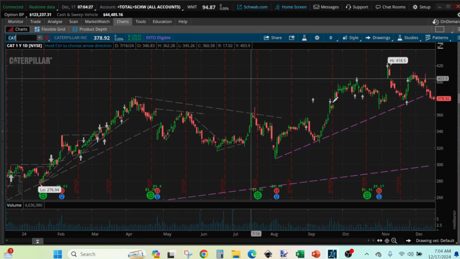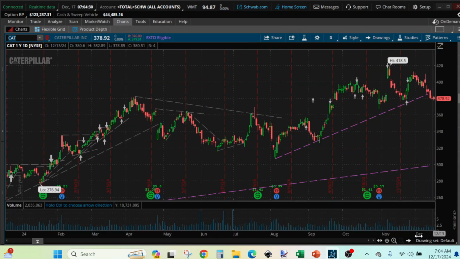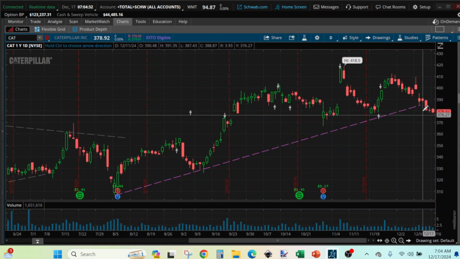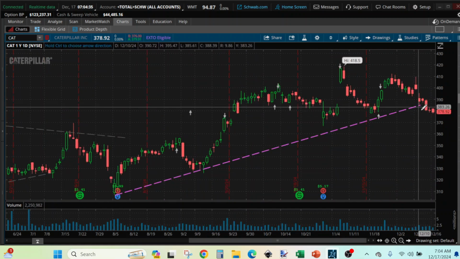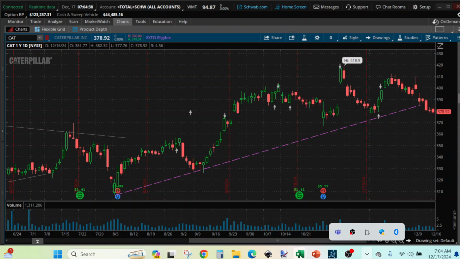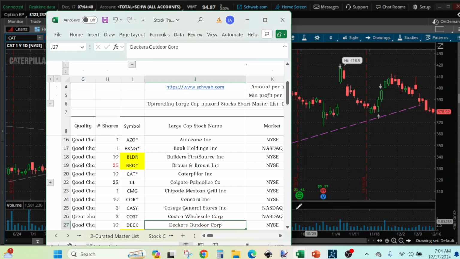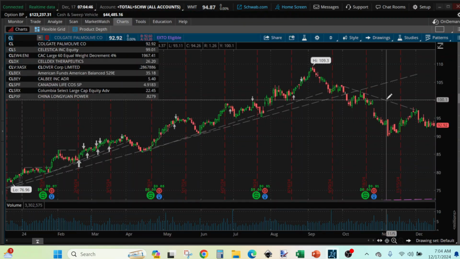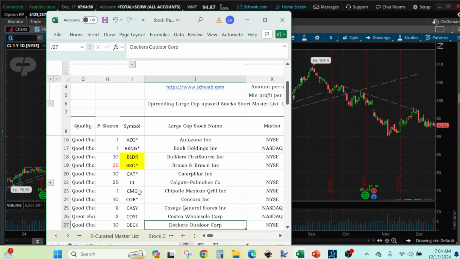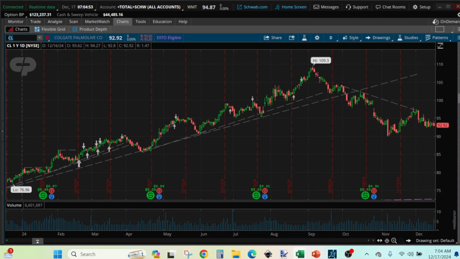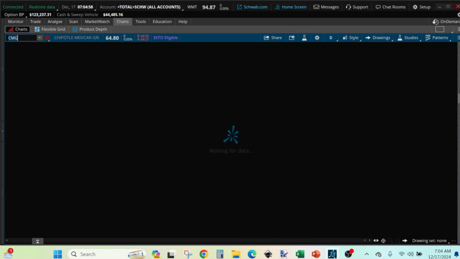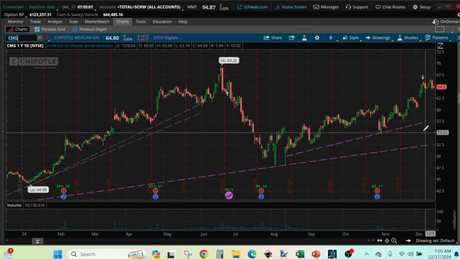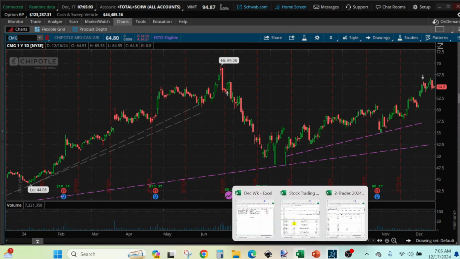CAT. We are trying to buy it at that line, but clearly it's going past it. The next one is CL. CL is higher up compared to the line you like to buy it on. CMG. CMG, we like to buy it. That line is higher up there.